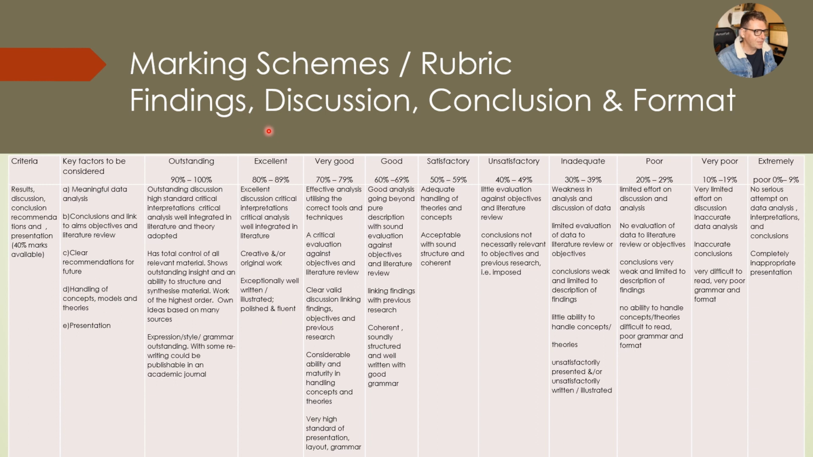Here's the marking scheme for discussion, conclusion, and for formatting. Okay, so as we saw in the other parts, you're going to get the most marks for clear communication, for future research, conclusions that link to aims, objectives, and literature review. And then the presentation is going to be lovely. You're going to have a nice table of contents with page numbers. You're going to have a nice presentation essentially.